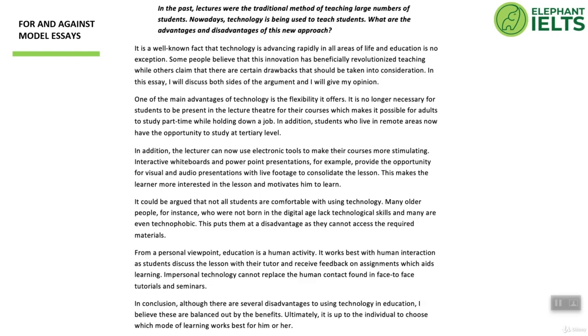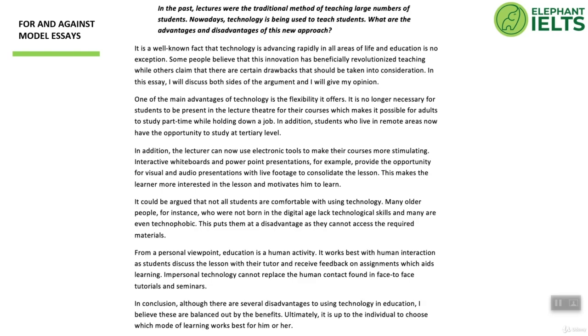One of the main advantages of technology is the flexibility it offers. Topic sentence about the flexibility of technology. We explain it in the second sentence. It is no longer necessary for students to be present in the lecture theatre for their courses, which makes it possible for adults to study part-time while holding down a job. So you can see the second sentence, the explanation sentence, explains the topic sentence, and it's also a complex sentence.